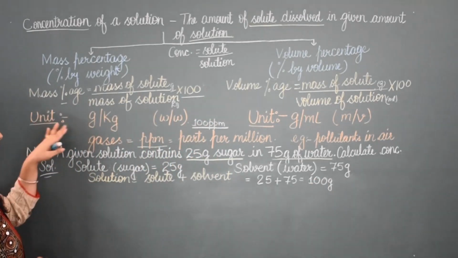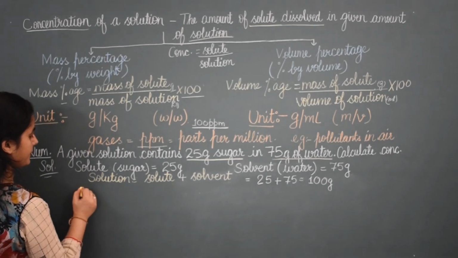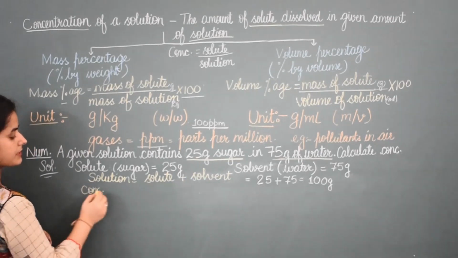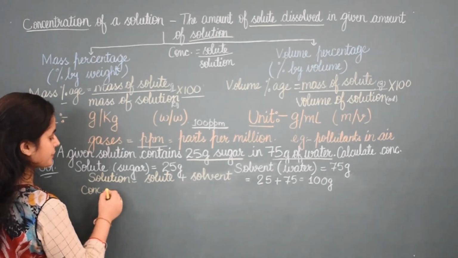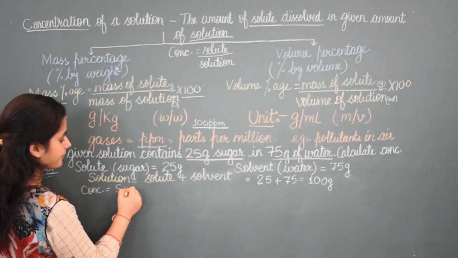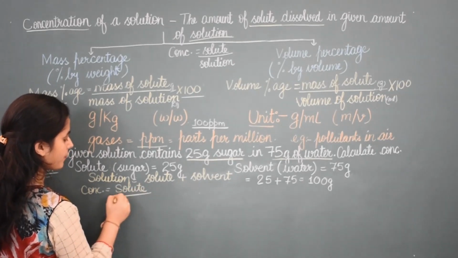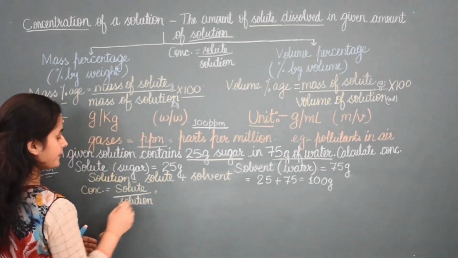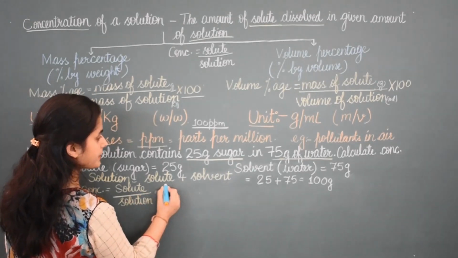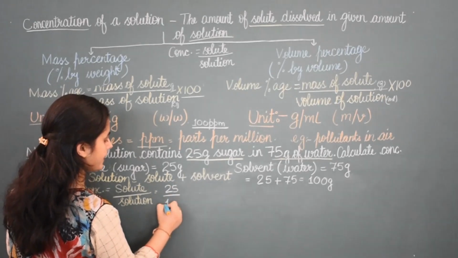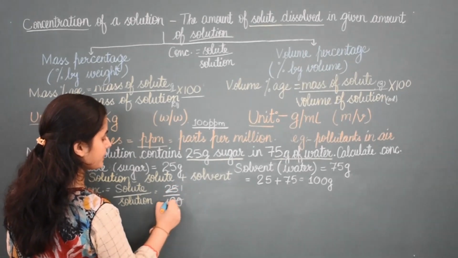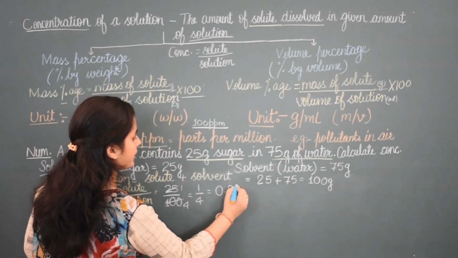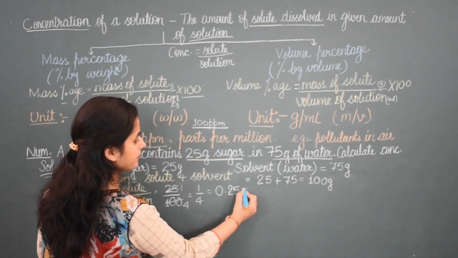Now apply the formula of concentration. Simply if we have to find the concentration, then solute upon solution. So it becomes solute is 25, solution is 100. So it becomes 0.25 gram.